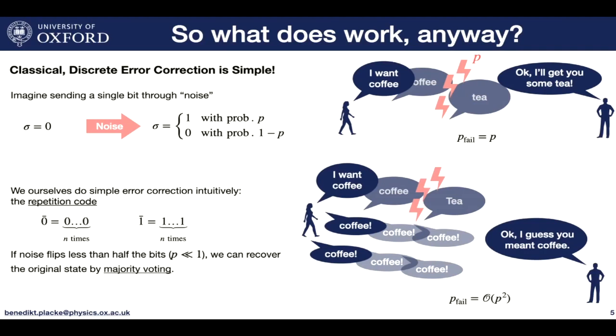And well, the failure probability then is lower because, for example, this can still go wrong if Bob misunderstands you twice. But of course, this happens with probability P squared. And if P is small, P squared is smaller than P. So that's the idea. Error correction improves the fidelity of classical information, even if you send it through a noisy channel. That would be maybe the formal statement here.